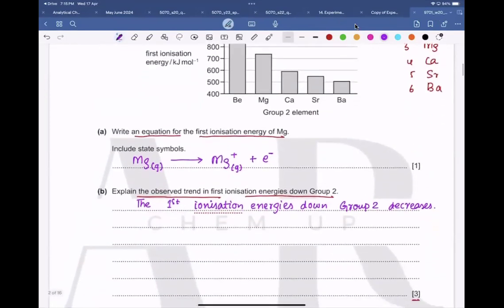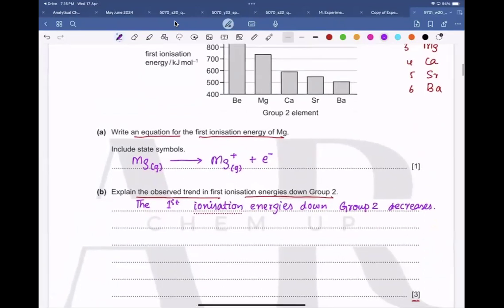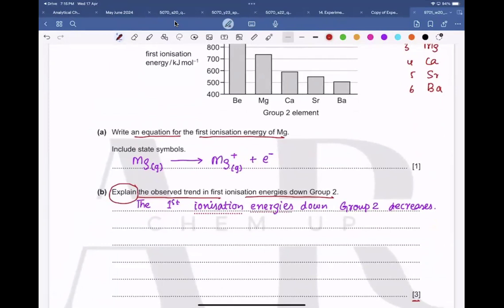but you are not going to get any mark for this statement because this is what you are saying, what you are seeing, right? What you are observing in the graph. They didn't ask you to state what you observed, they ask you to explain what you observe. So we have to explain. It means we have to write the reasons behind this decrease in the ionization energy. So if you write this statement, remember you are not going to get any mark. Still you need to write 3 more points to get the 3 marks. Is this clear to all of you?